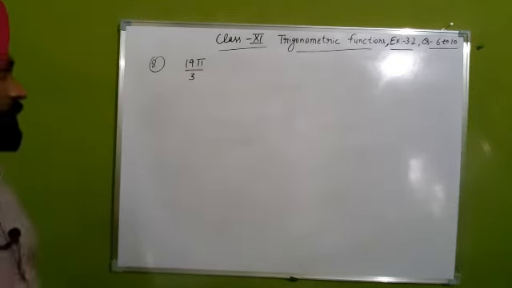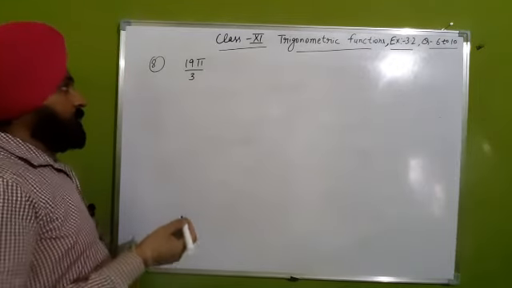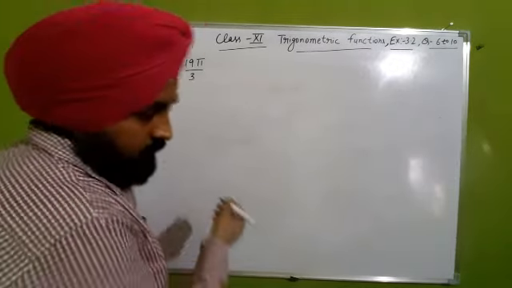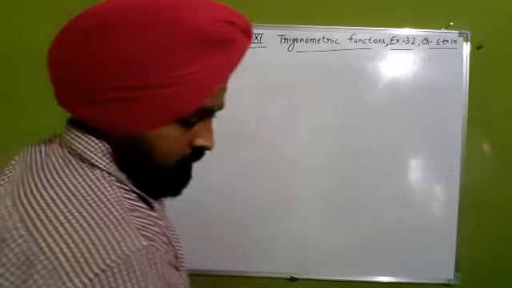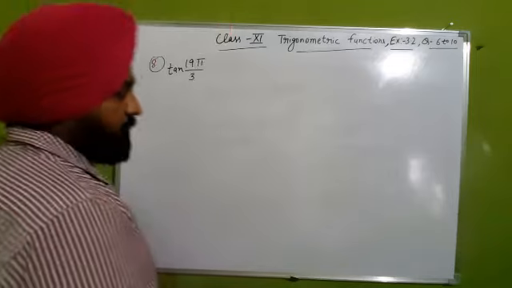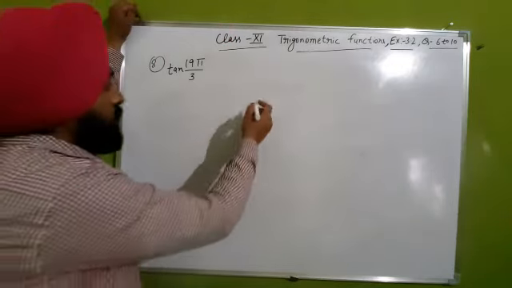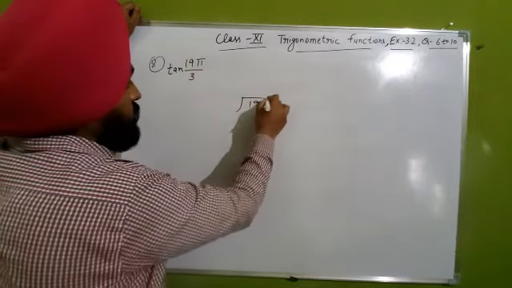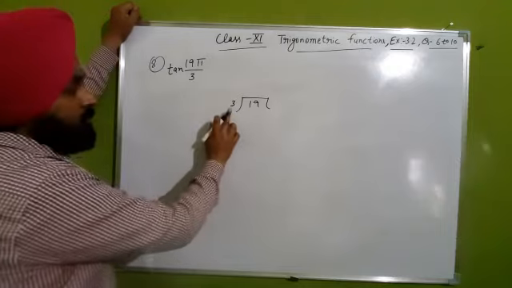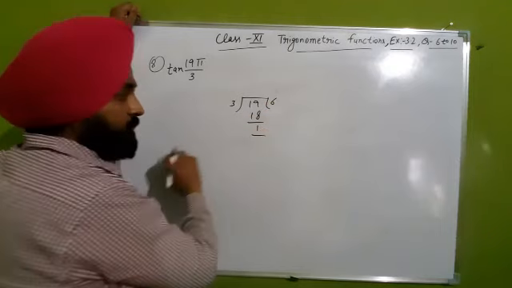Now next, question number 8: tan 19 pi upon 3. We have to find its value. Yes, again you have to divide this 19 by 3 with the same method. 3 times 6 is 18, so 1 is the remainder.